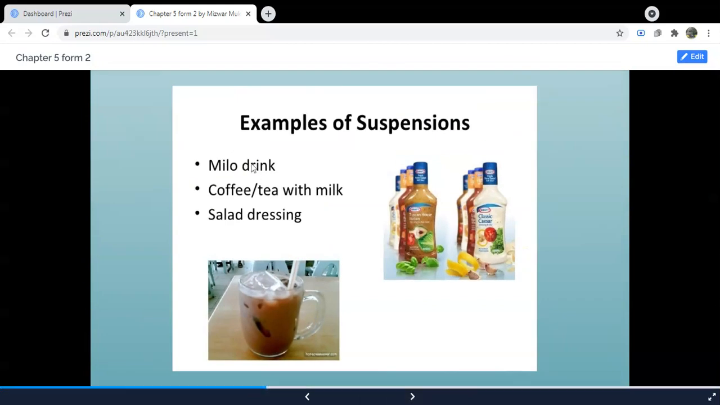So these are the example of suspension. Milo drink, coffee, tea with milk, salad dressing. Selalunya suspension dia mesti not clear. Light cannot pass through.